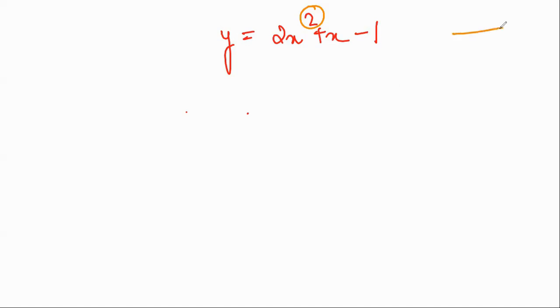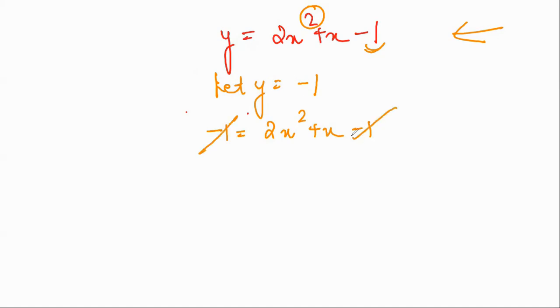Now, how do we use partial factoring to find the vertex? It's very simple. You have to let y be the constant, the number which is written without a variable, without x. That is -1. So let y be -1. So -1 equals 2x square plus x minus 1. When you have the same number on both sides, they cancel out, so you are left with 2x square plus x equals 0.